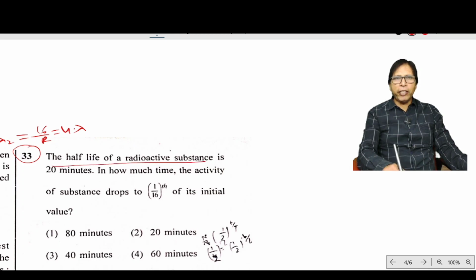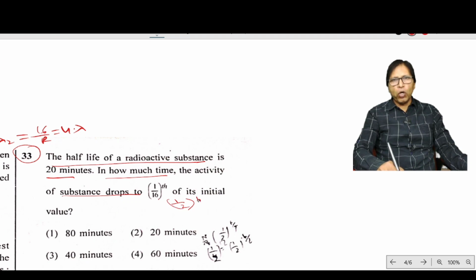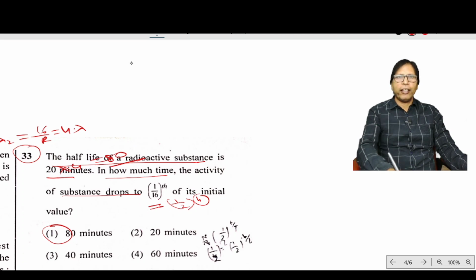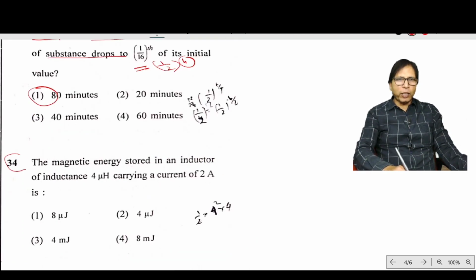Now, question number 33. The half-life of a radioactive substance is 20 minutes. How much time for the activity of the substance to drop to 1 by 16? Now, 1 by 16 is half to the power 4. So this is 20 into 4, that is, after 80 minutes the activity decreases to 1 by 16th. Okay.